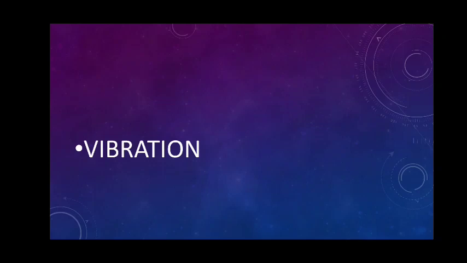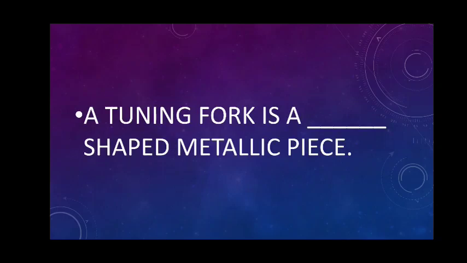So sound is produced by the vibration in a body. When the body stops vibrating, then what happens? The sound produced by it also ceases. Clear? Now the next question is, a tuning fork is a dash shaped metallic piece. So which shape?